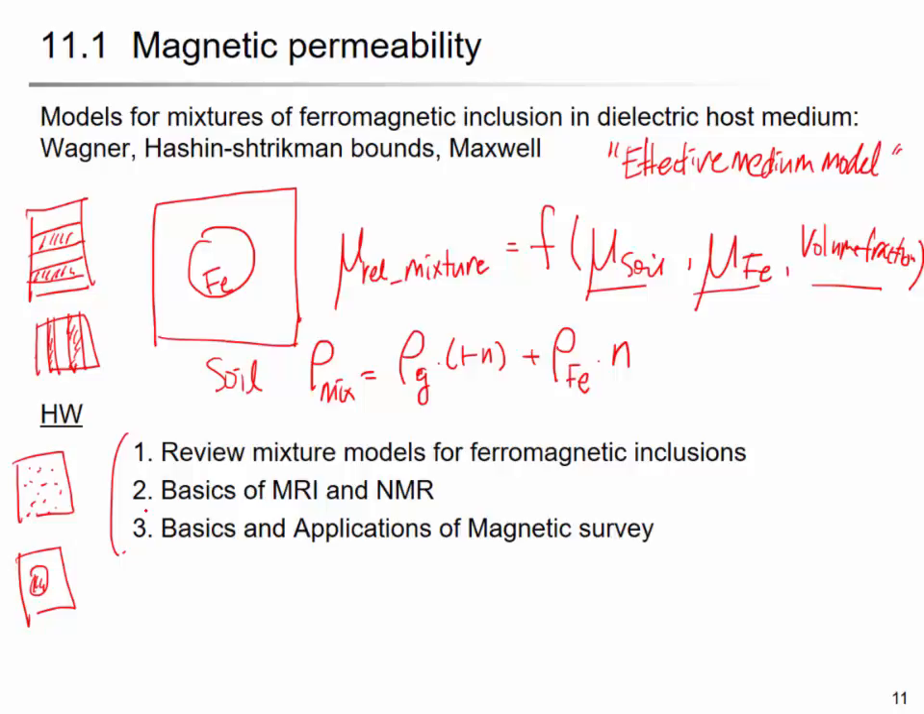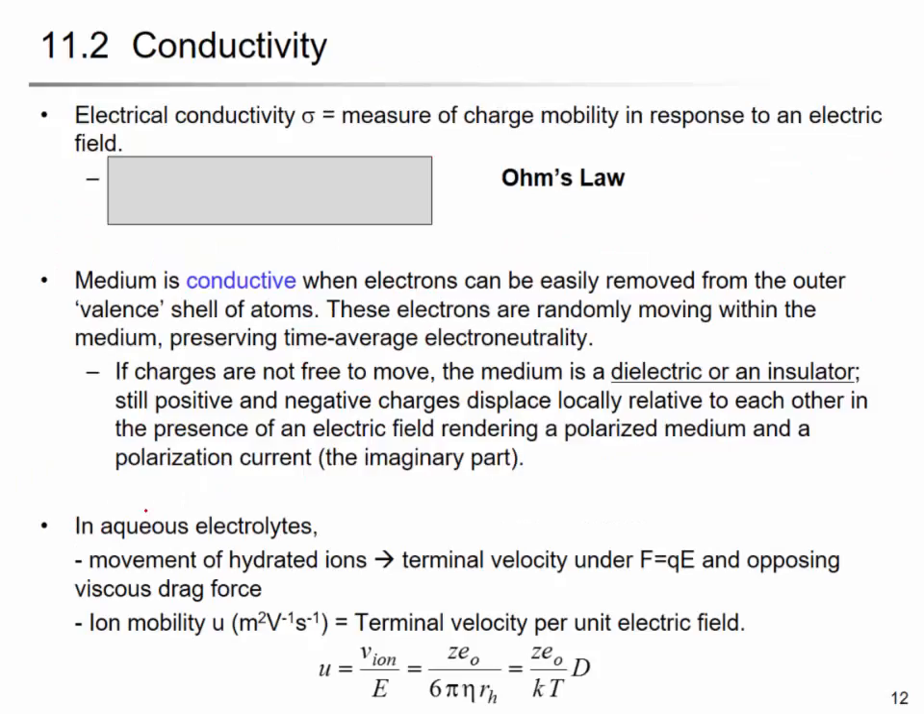Question so far? So then let's talk about the conductivity. The electrical conductivity, sigma, is the measure of the charge mobility in response to an electric field. And it follows Ohm's law. The current density J is equal to sigma times the external field E.